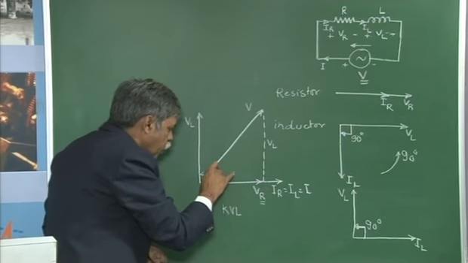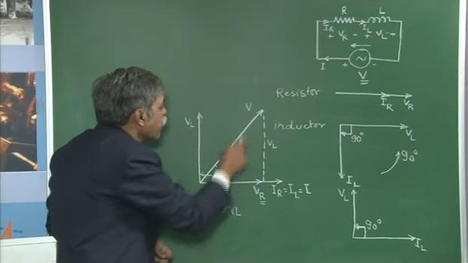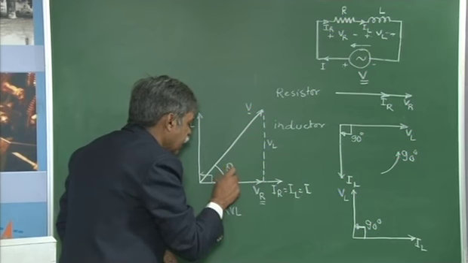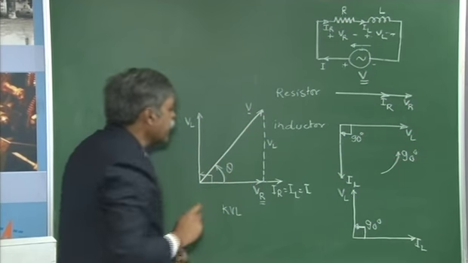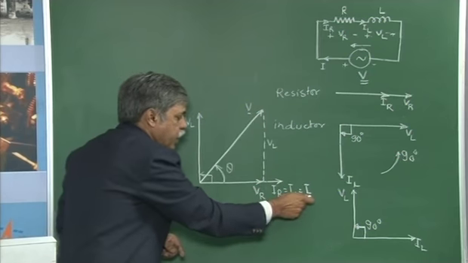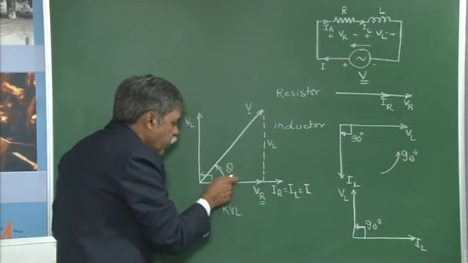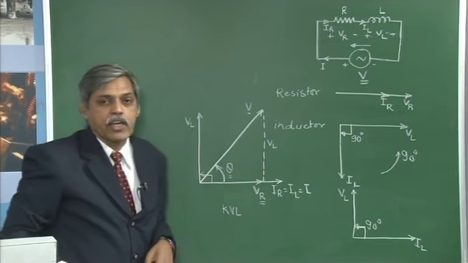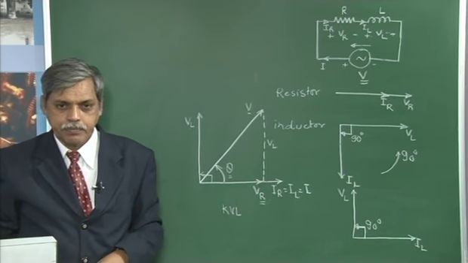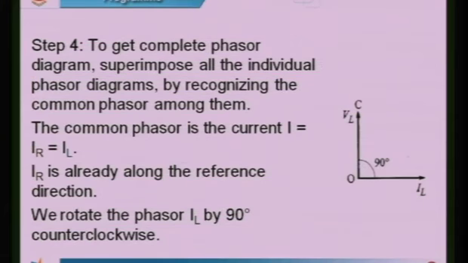The angle that you have between V and the reference axis, I can call theta. It is the angle between the voltage applied and the total current drawn by the circuit. Therefore, this angle I can call the power factor angle for an RL series circuit.